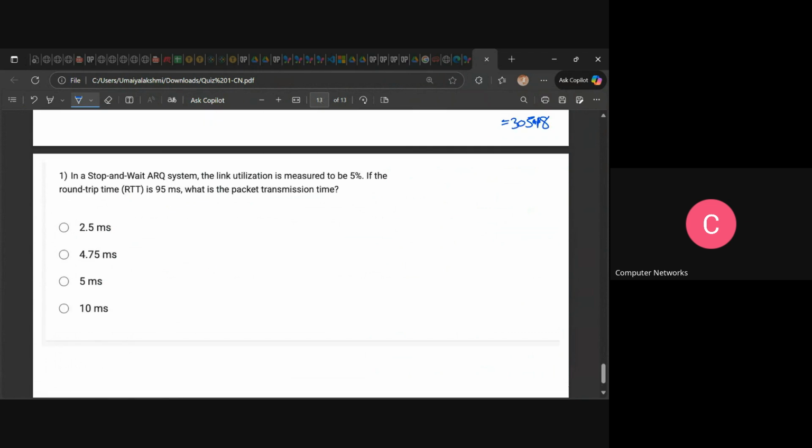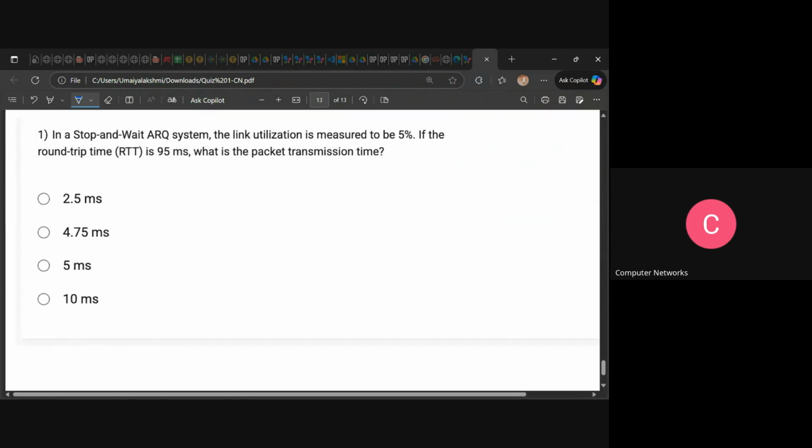And here's the last question. In the stop and wait ARQ system, the link utilization is measured to be 5% if the round trip time, that is RTT, is 95 milliseconds. So what is the transmission time? Yes, what is the transmission time, people?